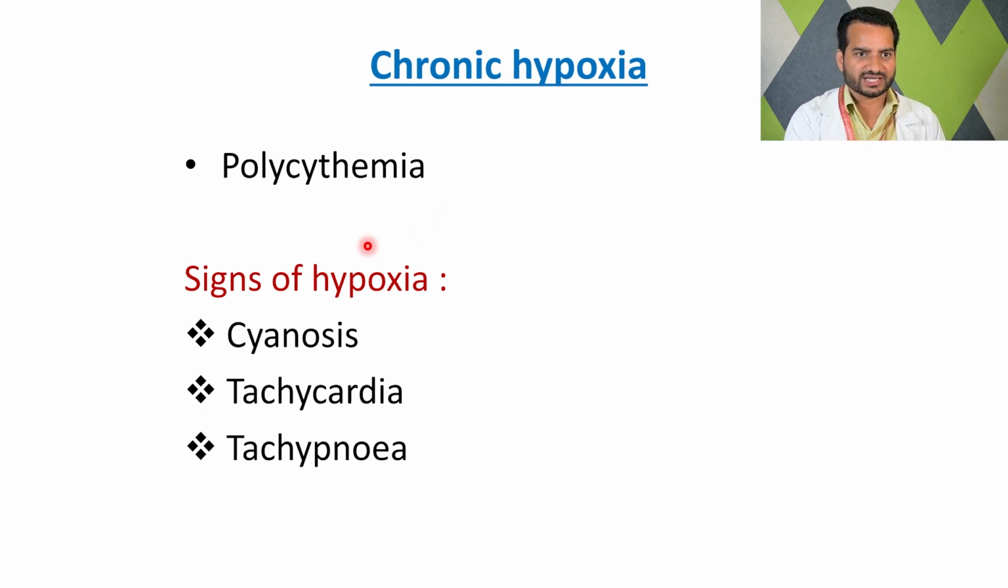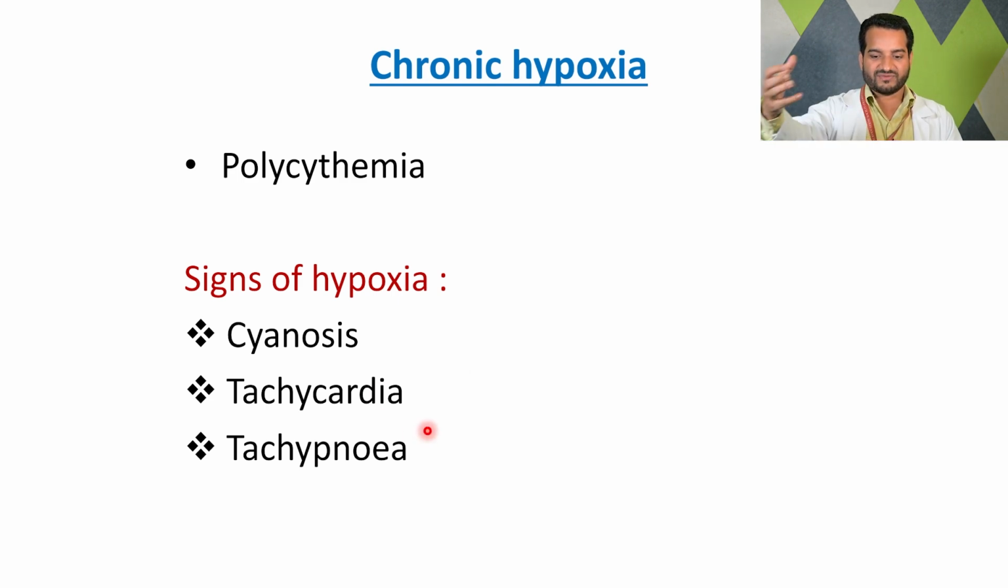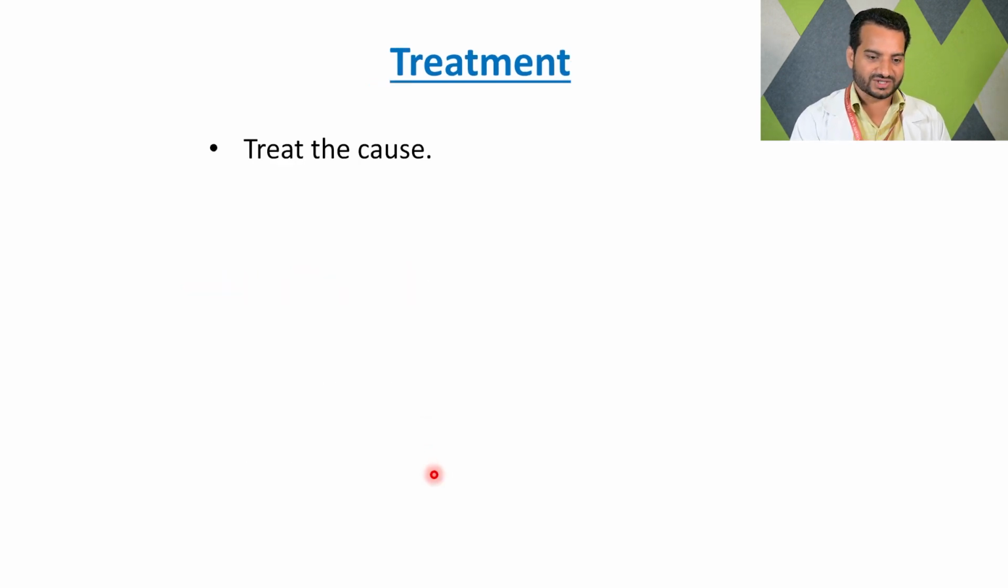A sign of hypoxia is cyanosis. There is bluish discoloration of the skin and mucous membrane. Tachycardia, because to increase blood flow to the tissue, heart rate will increase, and tachypnea means increased breathing to increase oxygen saturation of the blood.